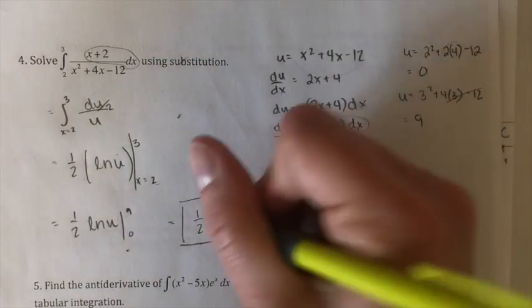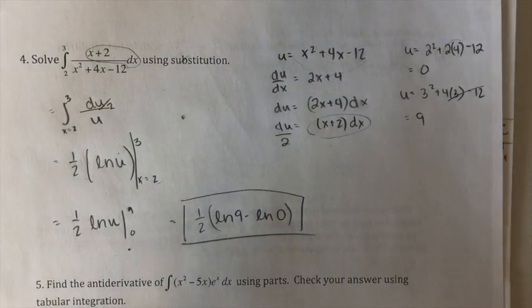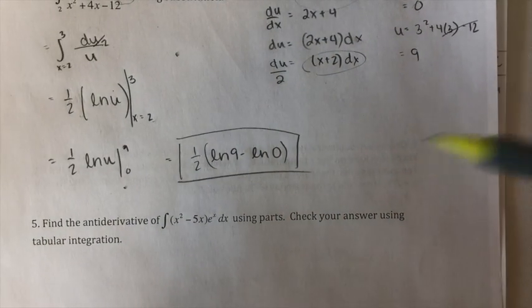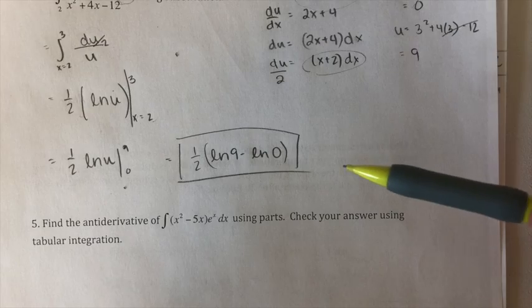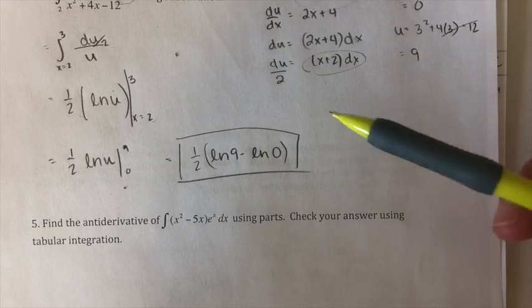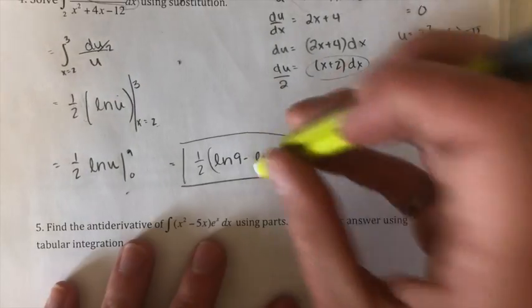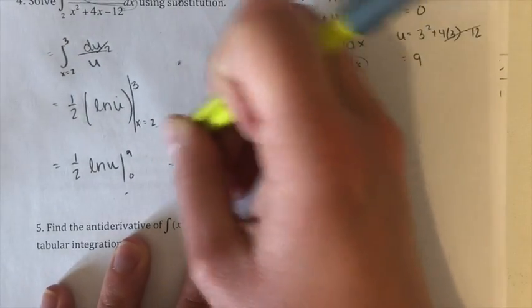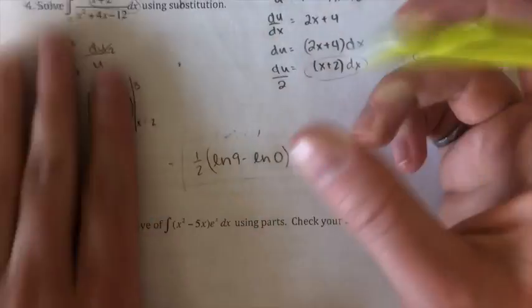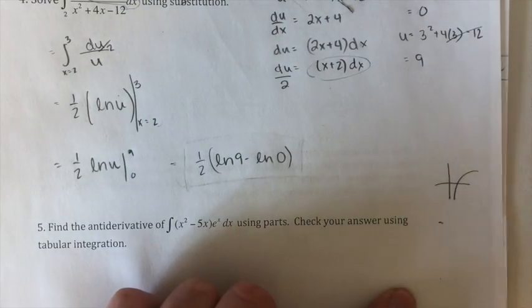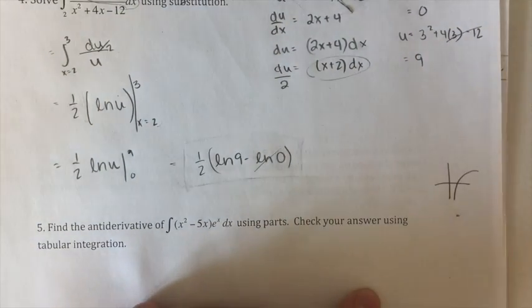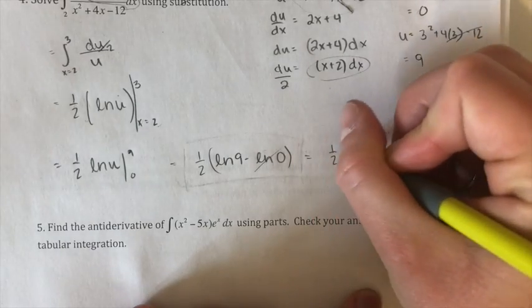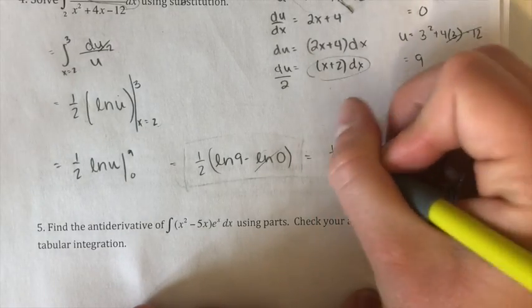So we can leave it like that. Remember that ln, we shouldn't box this one. Remember that ln, if we think about the domain of this, a 0 can't go in. So this is going to be non-existent. So it's just 1/2 ln 9.